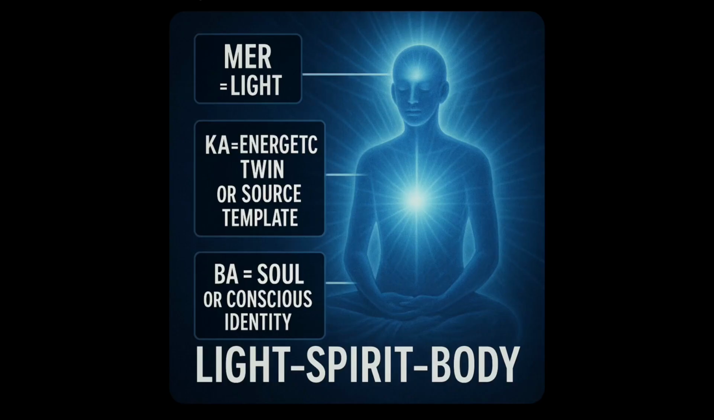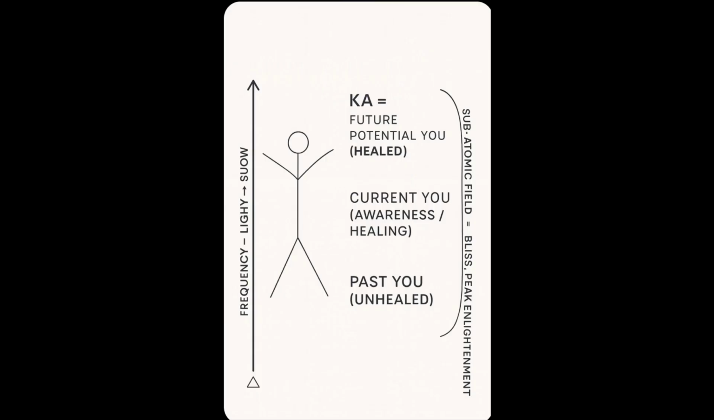And if you remember, the Ka was your source template. They said to me that Ka is the healed version of you. It's your highest potential. And this version of you is in a constant state of bliss, peace, and enlightenment, and it exists in the subatomic layers or structure of the universe. They said Ka is the blueprint of who you are.